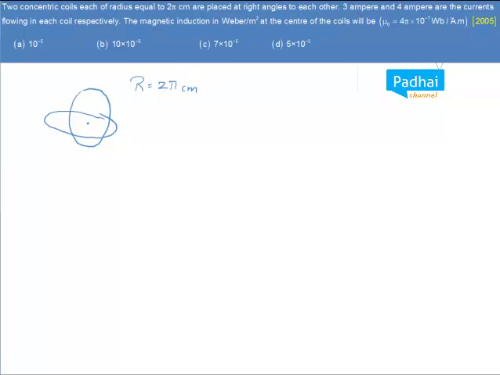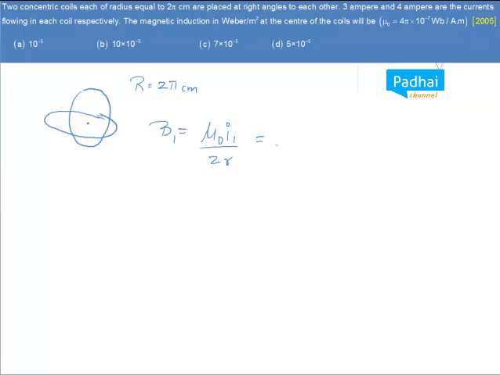3 ampere and 4 ampere are the currents flowing in each coil respectively. The magnetic induction in Weber per meter square at the center of the coils will be? What we will do is we can calculate the magnetic induction due to one coil at the center, right? What will be that? That will be mu naught I1 upon 2R.